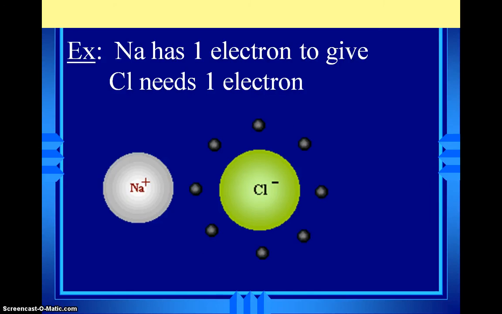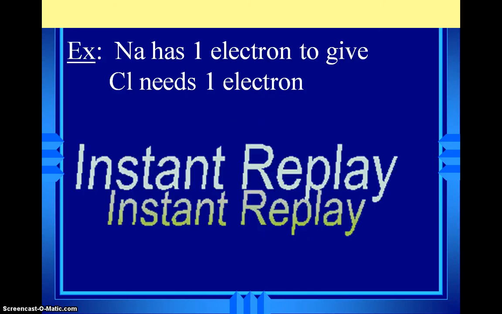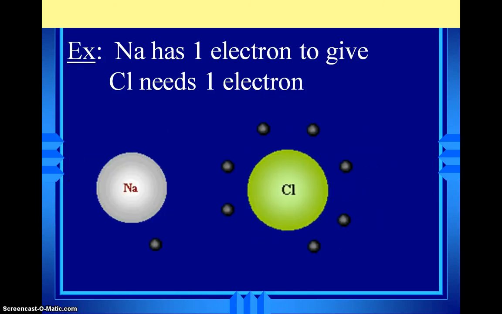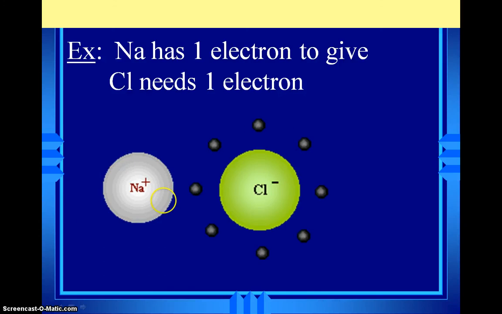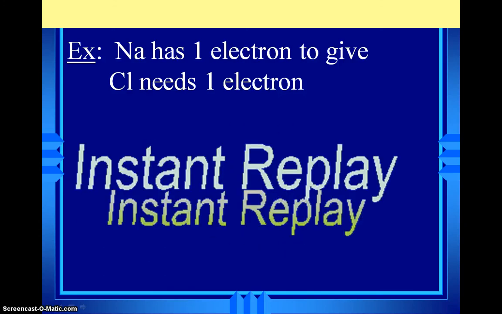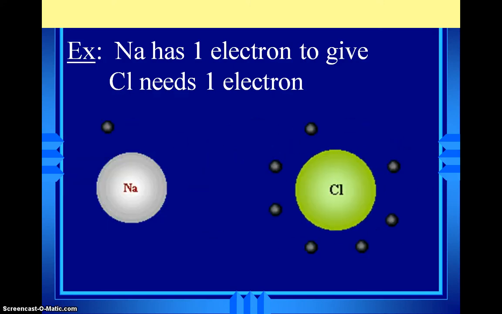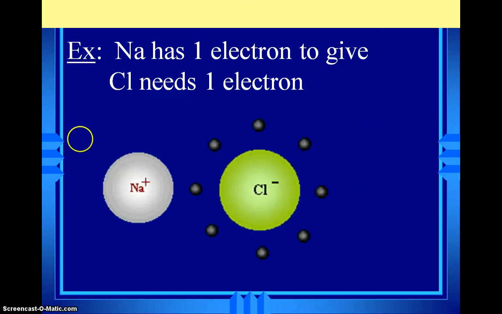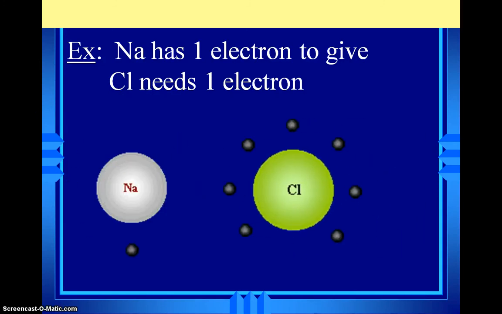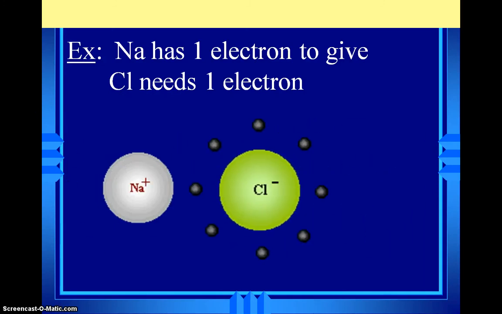So sodium and chlorine are coming together, and sodium has one electron in its outermost shell. So it's in the first column of the periodic table. It has 11 electrons: 2 in the first shell, 8 in the second, and 1 in the last. And it really wants to have only 8 electrons in its outermost shell, so it has 1 to give up.